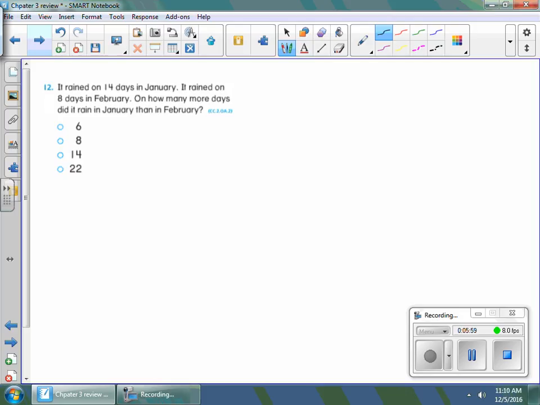Number 12, it rained on 14 days in January. It rained on 8 days in February. How many more days did it rain on in January than in February? Those words, how many more, usually mean to subtract. So how do we solve this one?